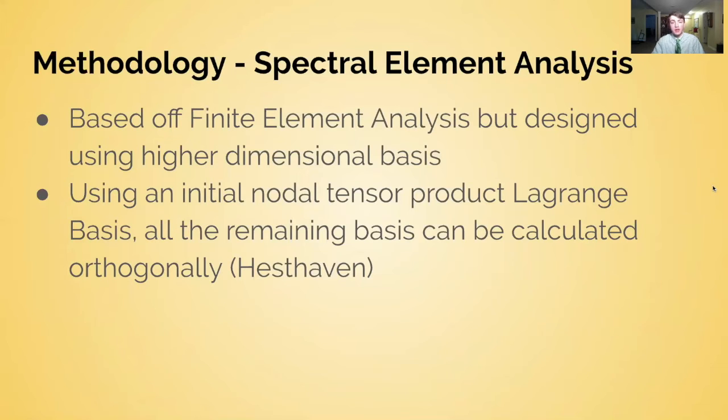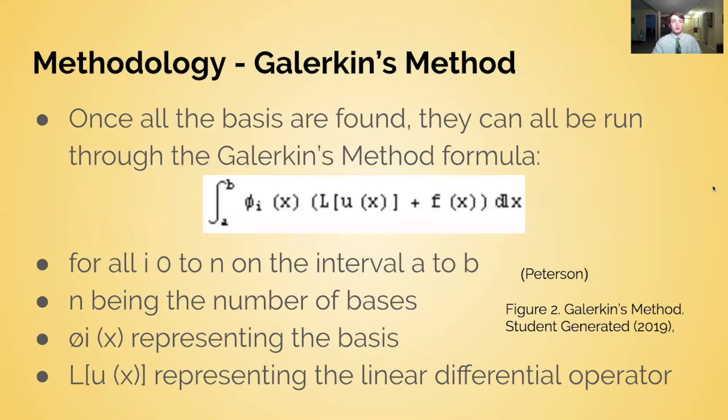So in my specific case, I used an initial nodal tensor product Lagrange basis as my original basis that I applied to the rest of the function. And once you calculate this original basis, all the remaining bases can be calculated orthogonally. Essentially what that means is that they're perpendicular to the original nodal tensor Lagrange basis. They aren't actually perpendicular because they'll exist in a higher dimensional plane, but it's the law of perpendicularity applied to higher dimensions.